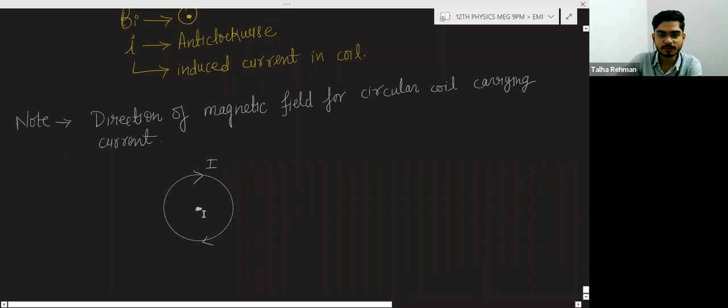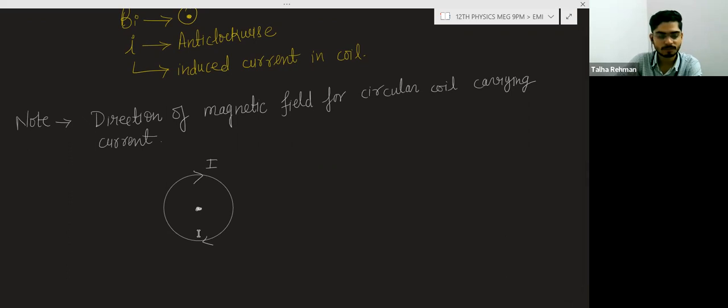Hamza, can you tell me what will be the direction of the magnetic field at the center as the current in this coil is in this direction? Very good, Hamza, very good. Well done. Inwards. Who told you? Oh, Nida told. Okay, Nida, right.